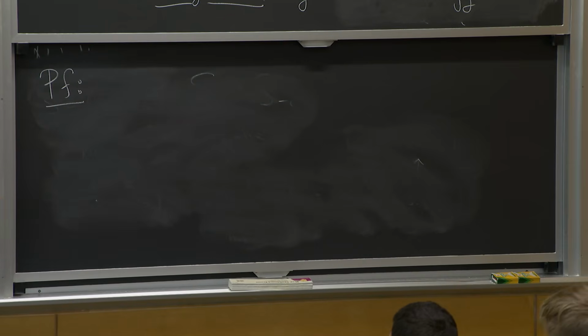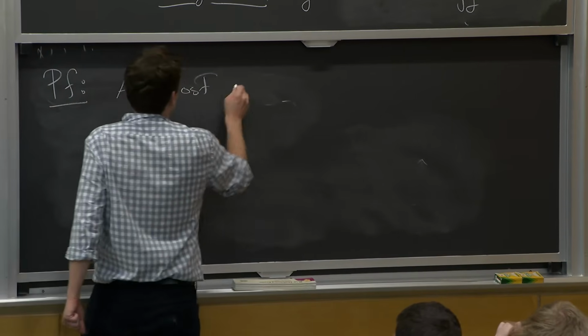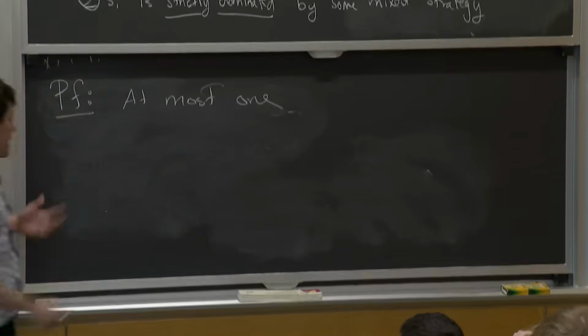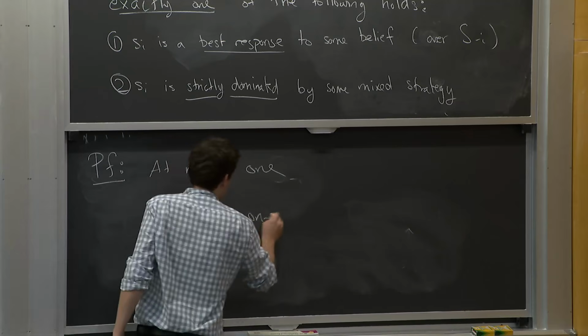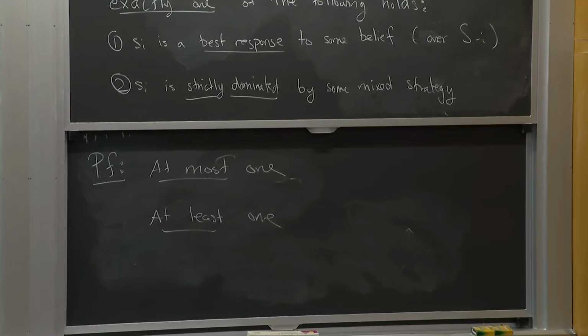Well, how do you show that exactly one thing happens? You have to show that both can't happen and neither can't happen. So another way of saying it is, at most one, and at least one. So to say at most one of the statements is true is another way of saying both statements can't be true. Right? At most one, not two.